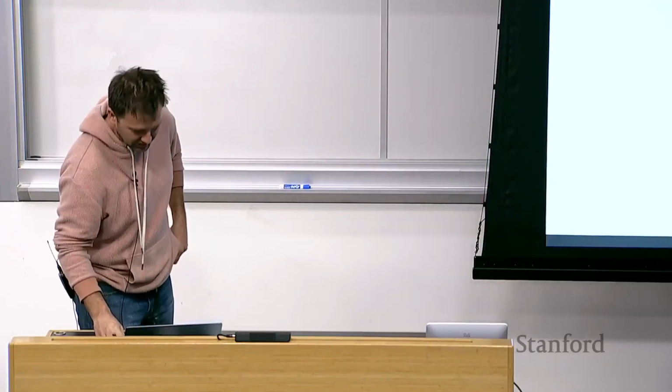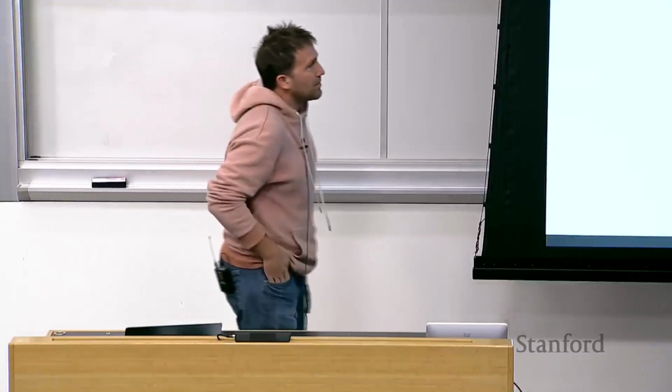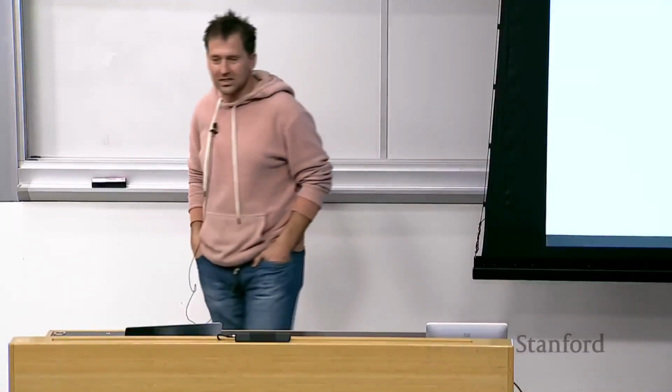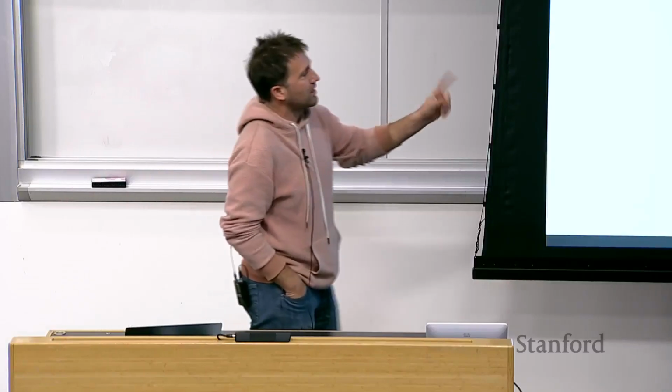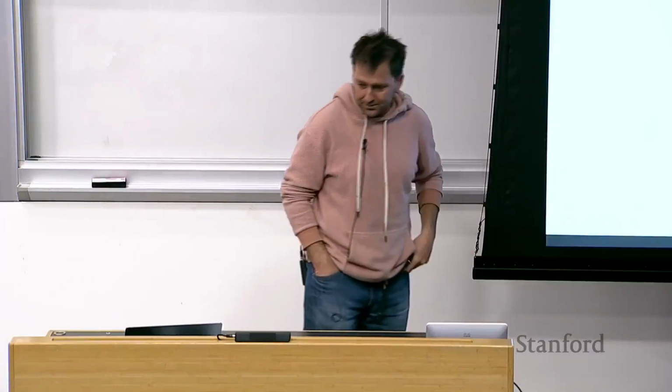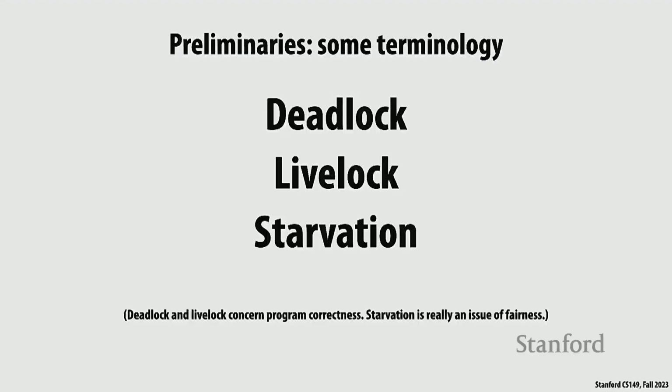But to get started, let's just make sure we're all on the same page with a few terms. And those terms are deadlock, livelock, and starvation. These are all issues that can occur when you have synchronization problems in your program. So I want to give some examples of these so we're clear on the terminology, and then we'll use that terminology later in the lecture.